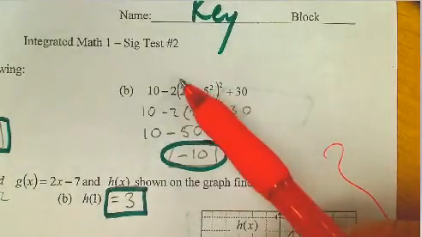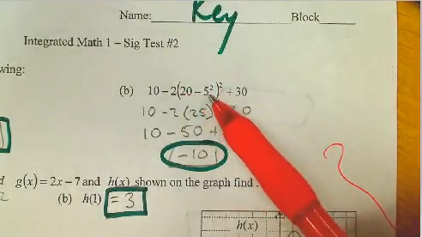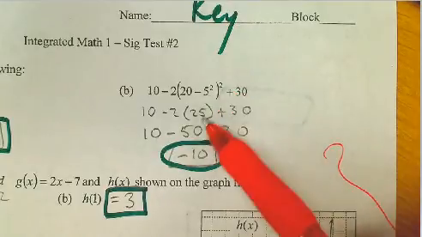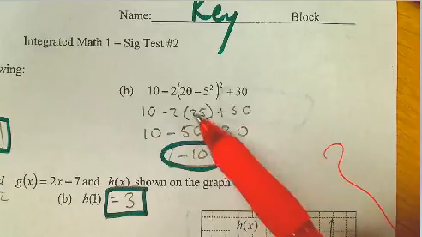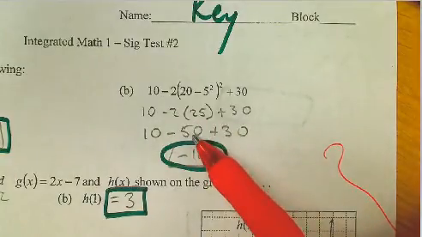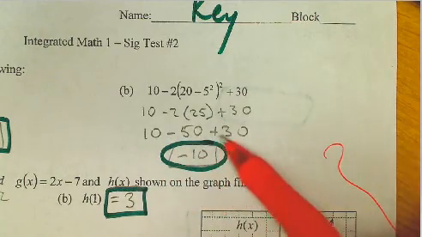You have to do what's inside parentheses, so it's 20 minus 25. That gives me 5, and then you square it, and you get the 25. I have to multiply before I subtract or add, so that's how I got the 50, and then you just subtract and add.